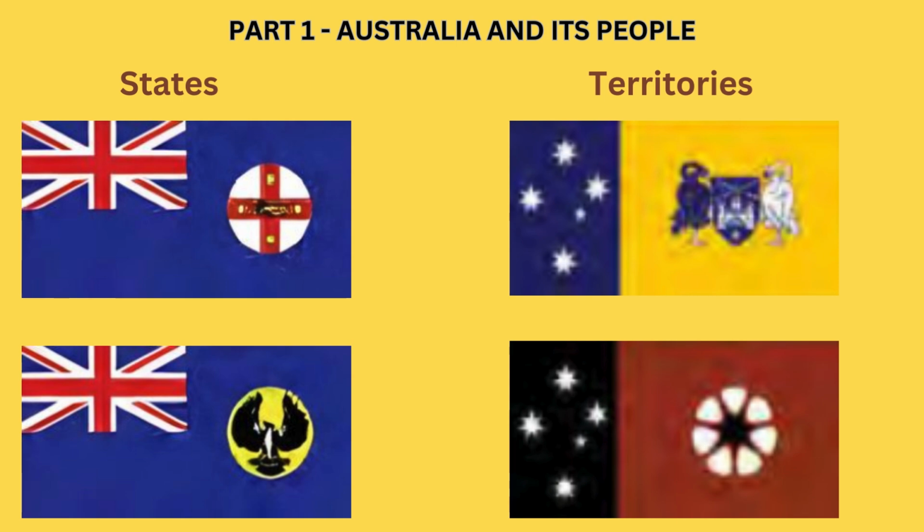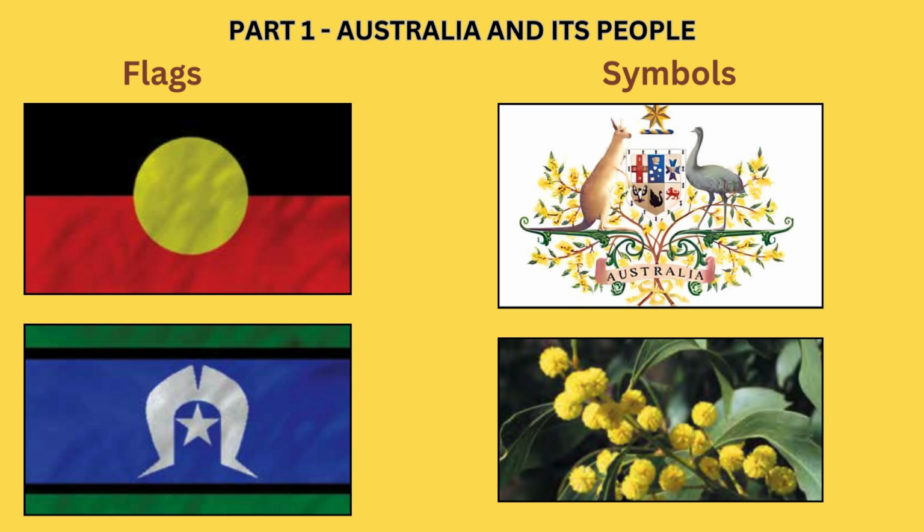Be familiar with the largest and smallest states, the territories' names and their capitals, and their geographical landmarks. Not only this, there are many key points in Part 1, Australia and its people. Another part to focus on more is each state's flag, the importance of the flag and the symbols on it.